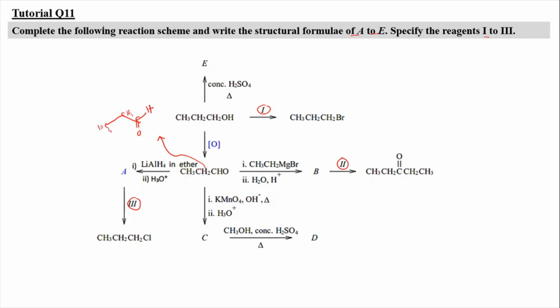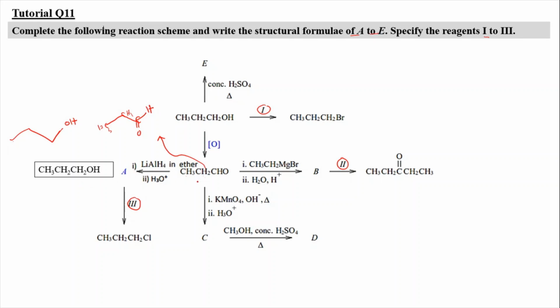Okay, and now for the aldehyde, it's going to be reduced using lithium aluminum hydride followed by hydrolysis. So the aldehyde is going to be reduced into an alcohol, which is a primary alcohol. Okay, so we're going to draw it as CH3CH2CH2OH. So it's going to be carbon 1, 2, 3, and then at carbon 1 here, you're going to have the OH group attached. Okay, that's for A.